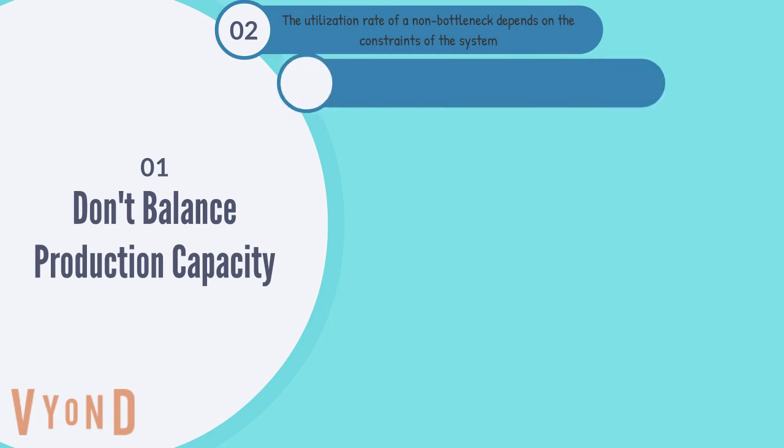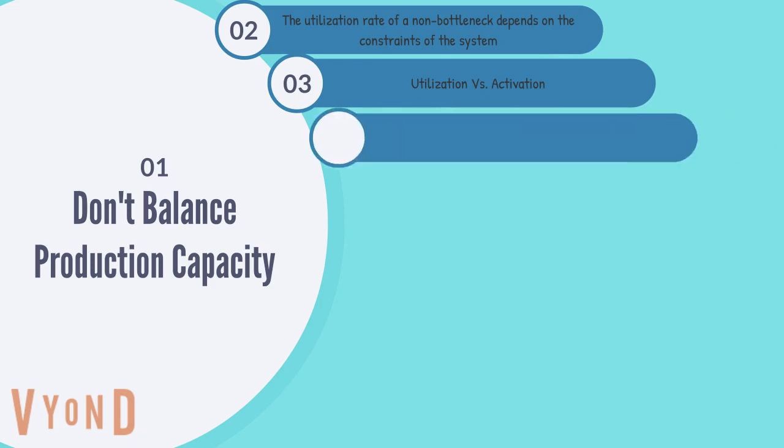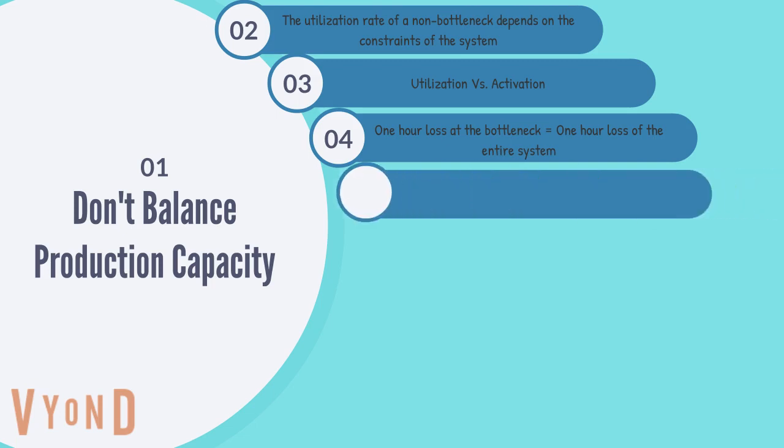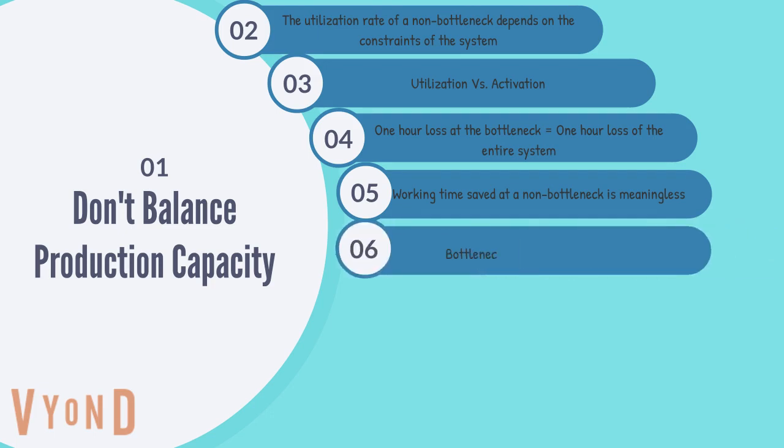The third one: the utilization of resources and their activation are not the same thing. The fourth one: the loss of 1 hour at the bottleneck is equivalent to 1 hour lost for the entire system because the bottleneck's capacity constrains the whole system's capacity. The fifth one: working time saved on non-bottleneck processes is meaningless because it will not impact the throughput of the entire system. The sixth one: the bottleneck constrains the current period inventory. If supply is greater than demand, the market is the bottleneck. Any stock levels higher than the stock requested by the bottleneck will be wasted.